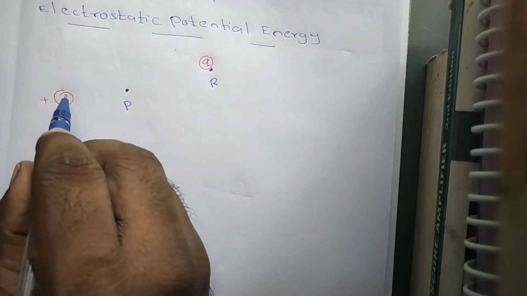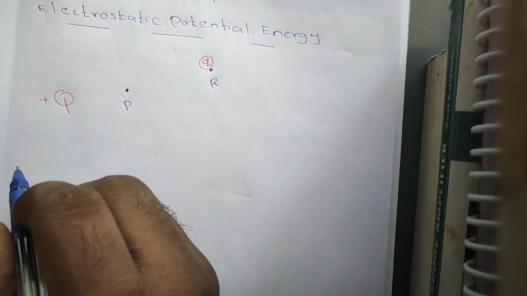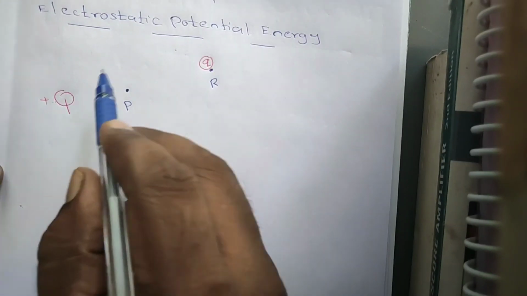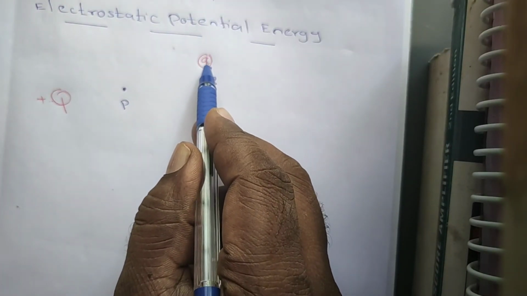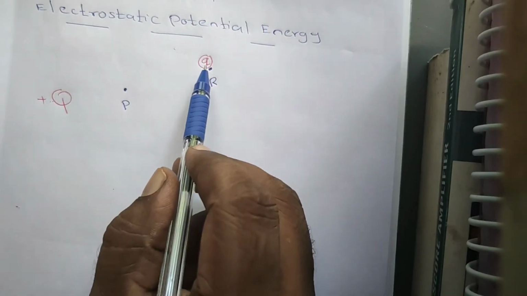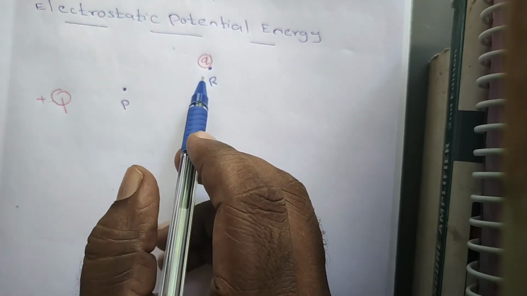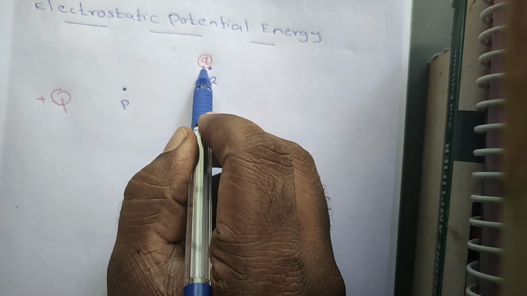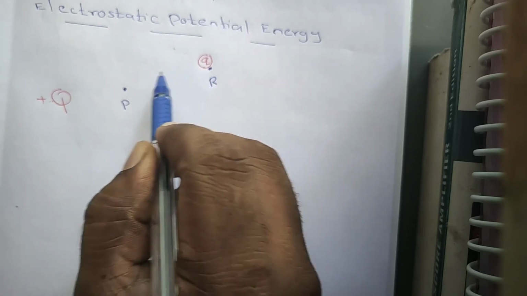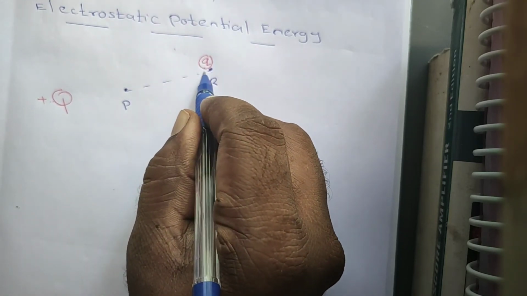The plus capital Q will produce an electric field away from it. In this electric field the small q charge is placed. So it experiences a repulsive force. What I am going to do is bring this charge from R to P.